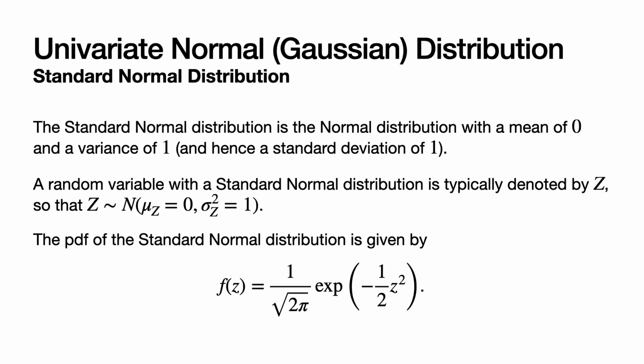Now, every normal distribution is unimodal. It has a single hump, and it's symmetric about the vertical line going through its mean. And so the normal distribution has that familiar bell-shaped curve.